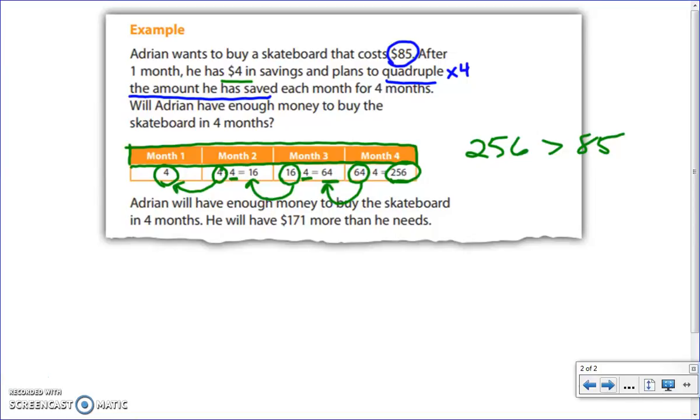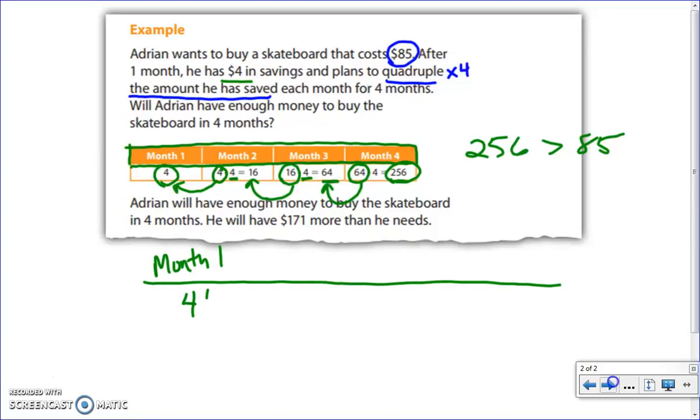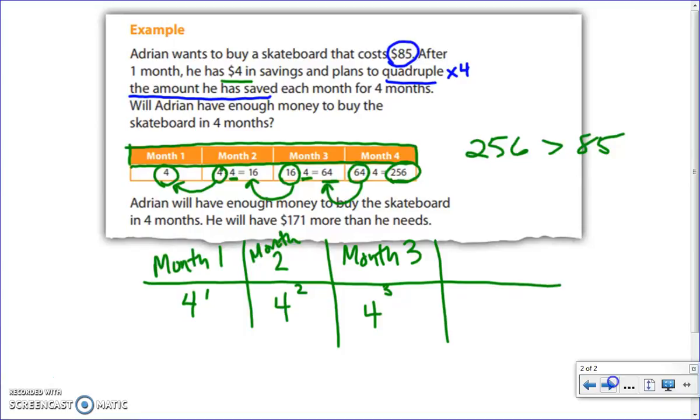To tie this to exponents, and I'm afraid I'm going to answer some of your questions here, but that's okay. It may ask you to represent how much money he has in month 5 using exponents. So let's just pretend, okay, month 1, make our own chart here. Month 1, he has 4 to the first power. Month 2, he really has 4 to the second power. We also know this is pronounced as 4 squared. After month 3, he has 4 to the third power. We should really say it appropriately though, 4 cubed.